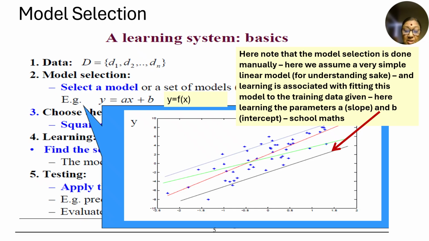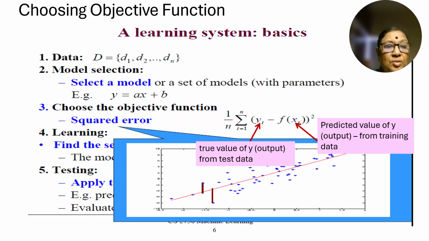Now, how do we choose that? What helps us to choose that? That's the next step. So you have to choose an objective function. Here we mean an error function. Here squared error is what we have shown. So here you have y, the true value of the output, given a value of x. And then you have what the model gives. The difference between these is the error. The square of the distance between these is the error.